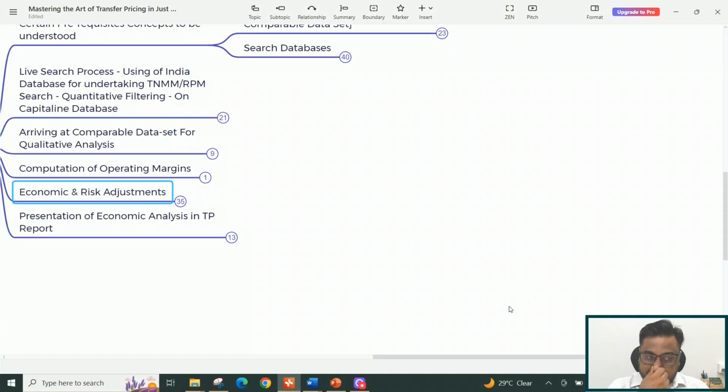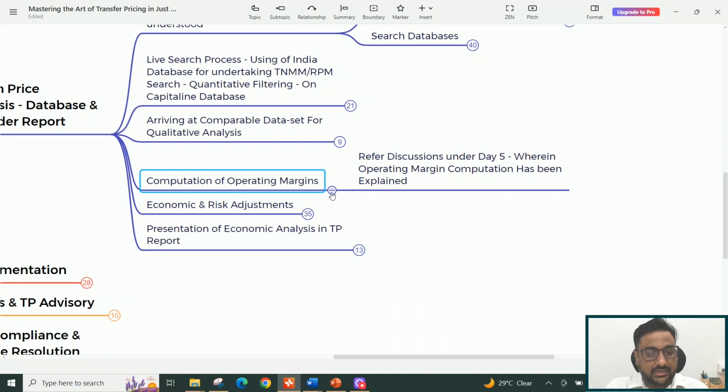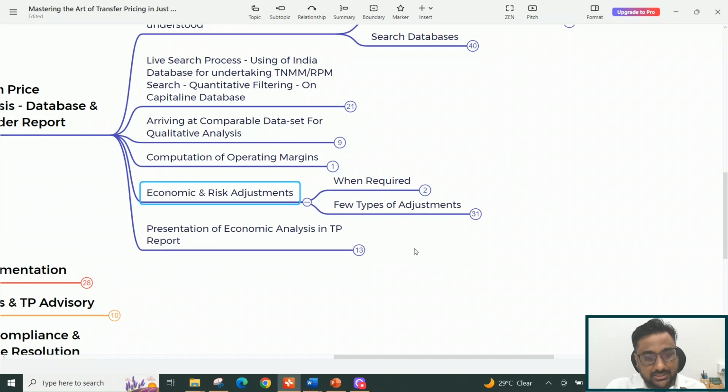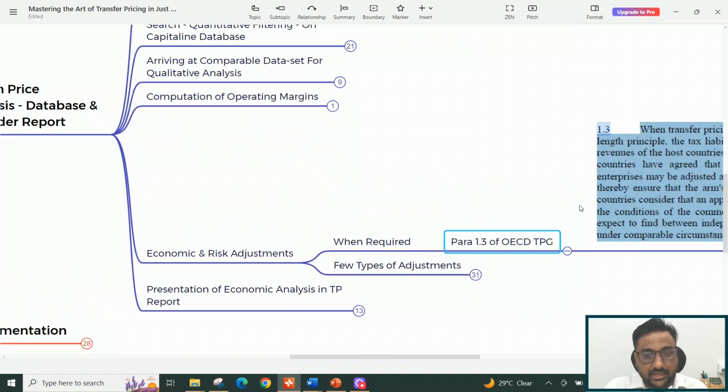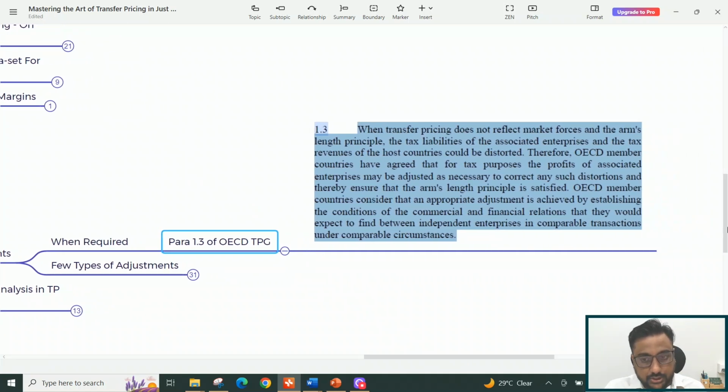I'll just share my screen to explain that particular concept. Now as you can see here, after I arrived at the operating margins of the comparable entities, which we discussed under day 5, we are now going ahead with the adjustments part, that is economic and risk adjustments. Now I will draw your attention to OECD's para number 1.3. There is entire guidance on these adjustments available under the OECD guidelines. I would request you to read all the public material available on adjustments, so that you get more and more of an idea on the adjustments part, right?